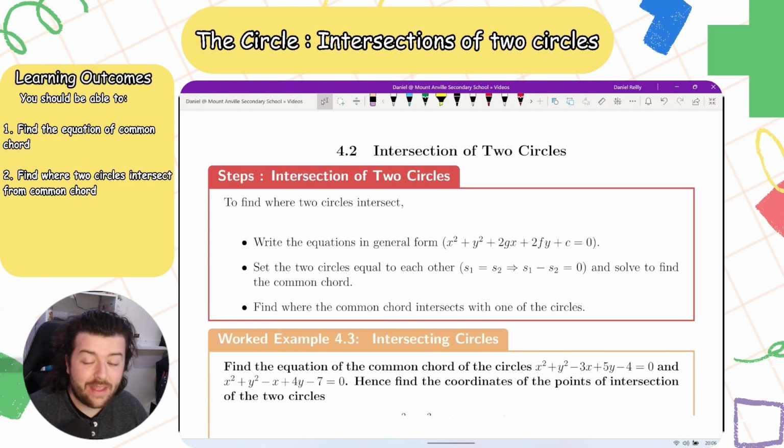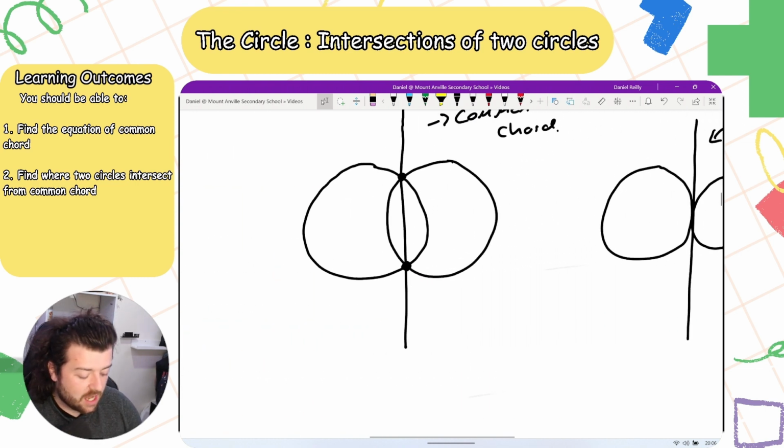Hello everyone. In this video we are looking at the intersection of two circles. So we are going to be looking at the point of intersection of two circles. But before we look at finding the point of intersection of two circles, we need to find something called the common chord. So what is the common chord?